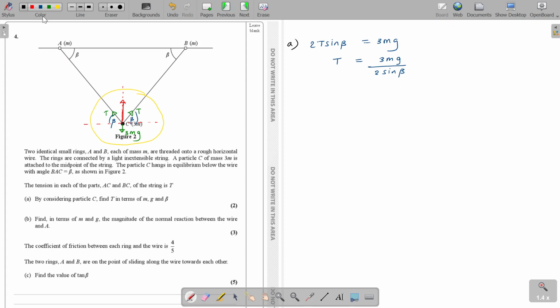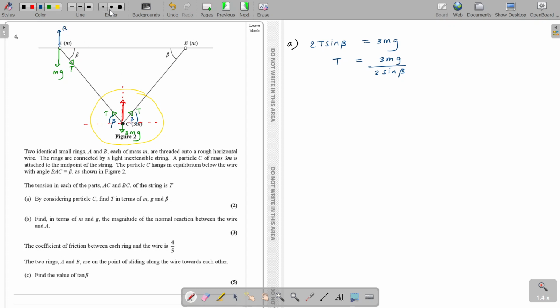Particle A has a weight. Mass is M, so let's mark the weight of the ring, which is mg. What else do we have? You have a string here. If you have tension T here, there's an equal opposite tension on the other side. Do you agree with me? So you have an equal opposite tension T on the other side here. What else do we have? We have the normal reaction here, so upwards you have the normal reaction.